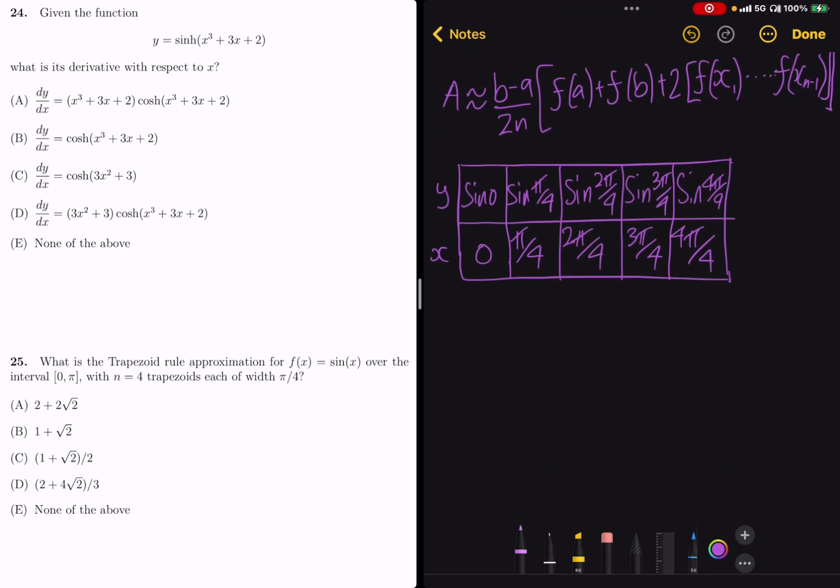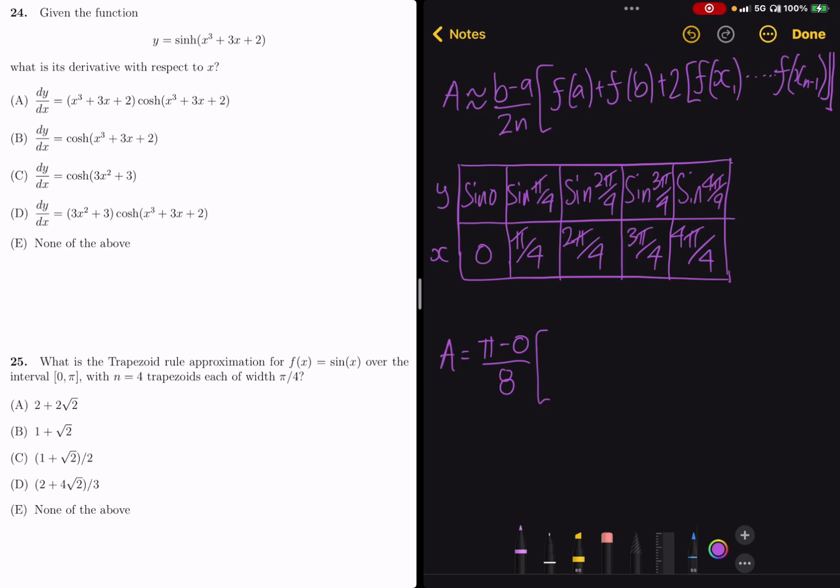So now we need to do our trapezoidal rule formula. So we are told A is equal to b minus a. So b is 4 pi on 4, that's pi. a is 0, divided by 2 times n. Well, n is 4, so this is 8. So we have pi minus 0 over 8 times f of a, which is going to be sine theta.